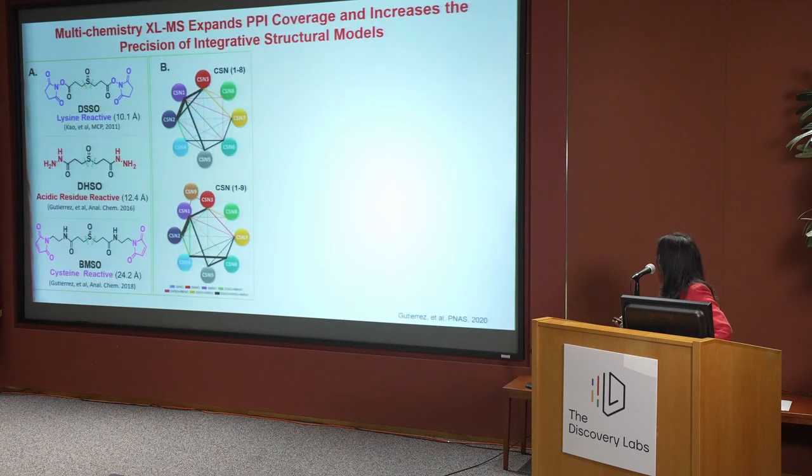In addition, we also found that using multi-chemistry cross-linking mass spec, we can expand the PPI coverage and also increase the precision of integrative structure models. So here, in addition to DSSO targeting the lysine group, we also developed DHSO targeting the acidic group and BMSO targeting the cysteine group. Here, we use the COP9 signalosome as an example. This is 1 to 8. COP9 signalosome here is 1 to 9, and the interaction between subunit 9 and the other subunits is only retrieved by the DHSO, which is the linker targeting the acidic group.